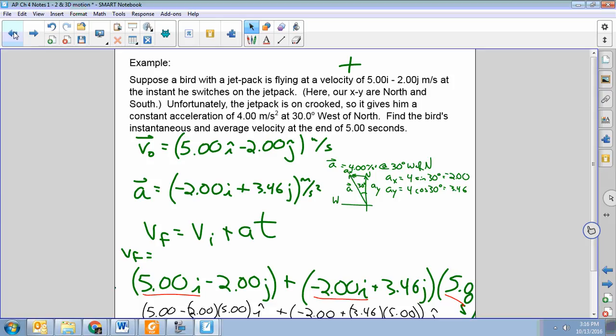Okay, so now you can use your equation, but you just have to make sure you put in the right values.